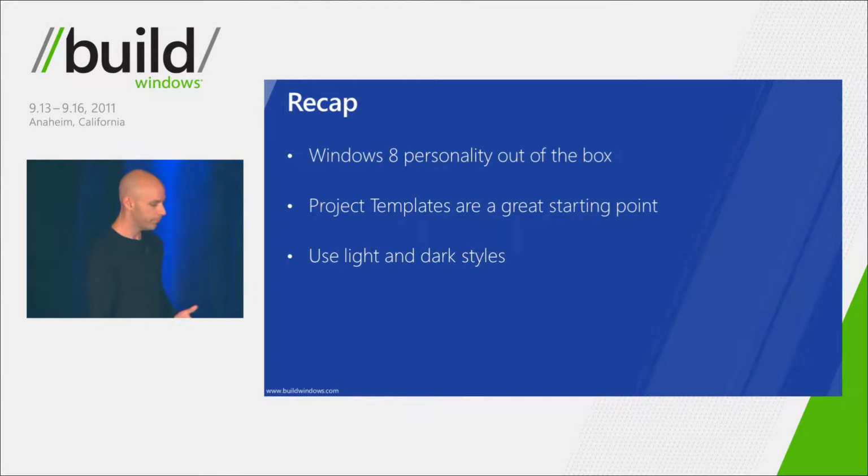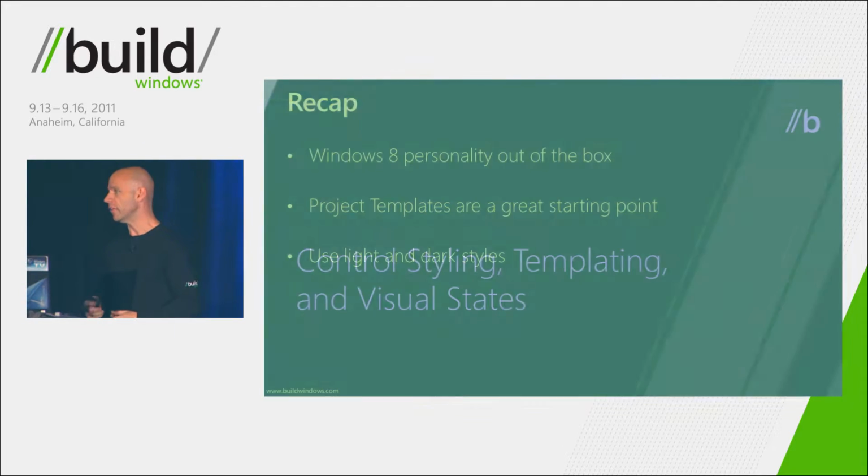So in summary real quick, you're going to get that Windows 8 personality out of the box with a lot of what you get with the controls. So if you use a grid view or a list view, and again, you'll see more about that in the next session, you're going to get a lot of these animations built in, and a lot of these themes of the Metro style. The project template's a great starting point instead of doing a blank application like I happen to choose, and you can use light and dark styles really easily.